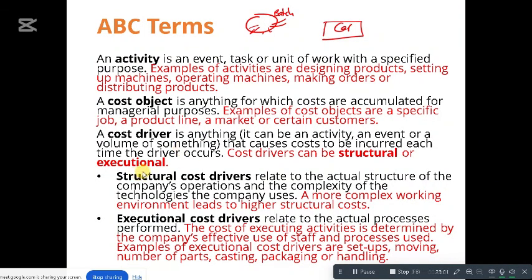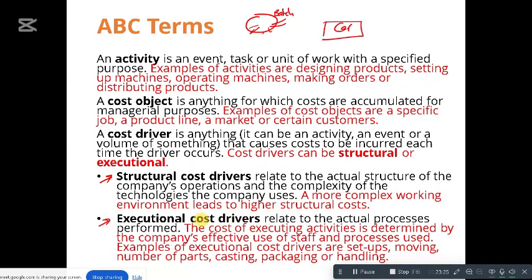Then we have two types of cost drivers, structural cost drivers and executional cost drivers. Let's see what these two are. Structural cost drivers relate to the actual structure of the company's operations and the complexity of the technologies the company uses.